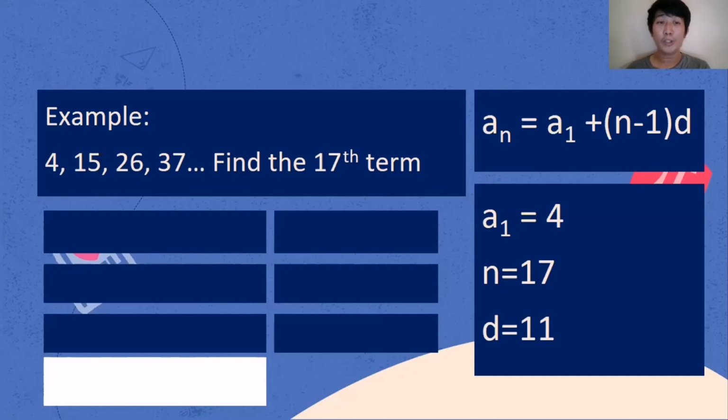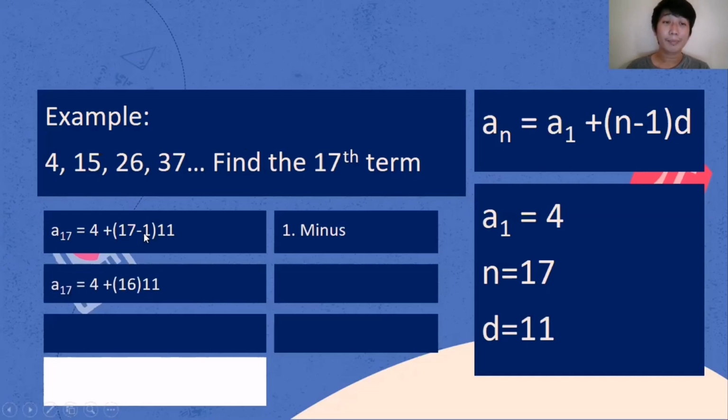Let's now substitute the given values in the given formula. So a sub 17 is equal to 4 plus 17 minus 1 multiplied by 11. Let's repeat what we did a while ago. First step, we subtract 17 minus 1. That is 16. So 4 plus 16 multiplied by 11. The next process, we multiply. Very good. So 16 multiplied by 11, that is 176.